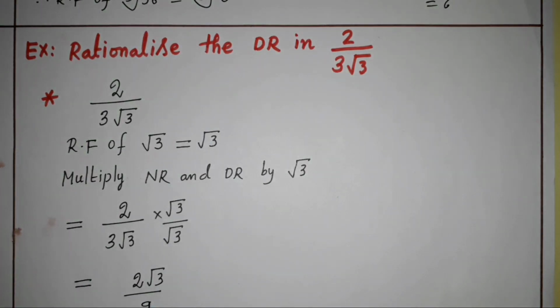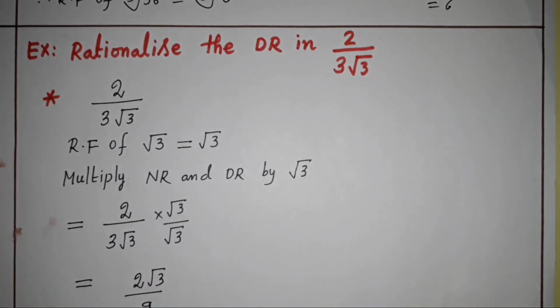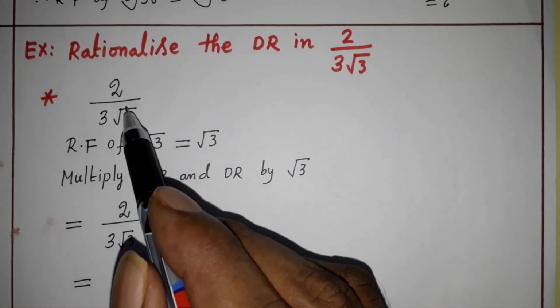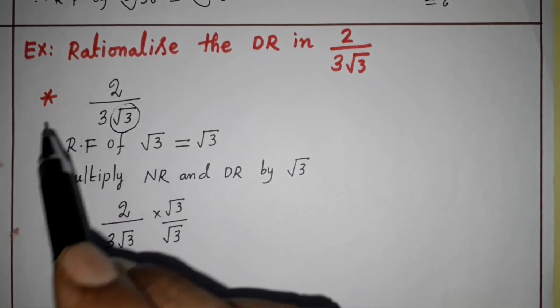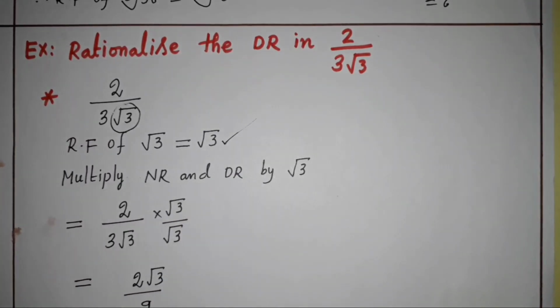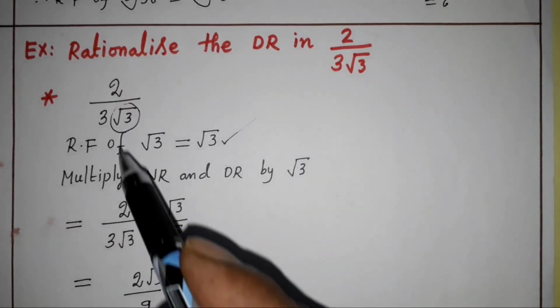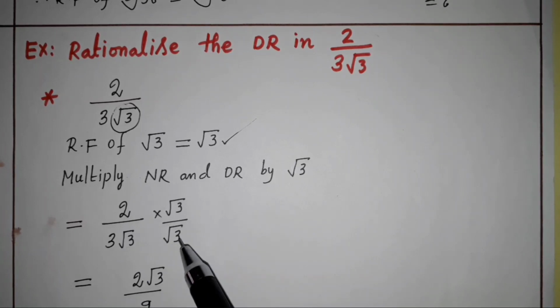One more example, children. Rationalize the denominator in 2 by 3 root 3. I told you rationalization means eliminating the roots. In the place of denominator we have root 3, no? That should be eliminated. We rationalize with its rationalizing factor. So in the denominator's place, the irrational part is root 3. So what is the rationalizing factor of root 3? Root 3 only. So multiply numerator and denominator by root 3. Take the problem, 2 by 3 root 3 into root 3 by root 3.